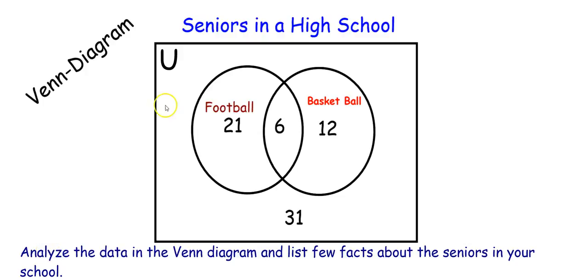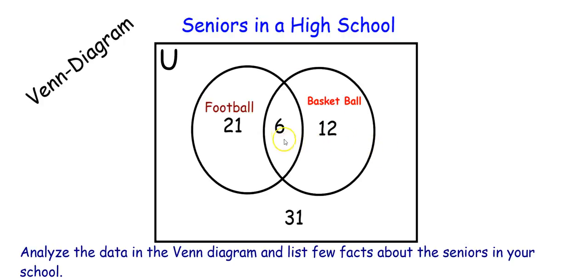Alright, let us use the Venn diagram given to us to answer some questions related to probability. So the first thing we need to do is analyze the data in the Venn diagram and list a few facts about the seniors in your school. One, you have this big rectangle that represents the total number of seniors in your high school, and there are two overlapping circles. One circle represents the number of football players and the other circle is telling you about the number of basketball players.